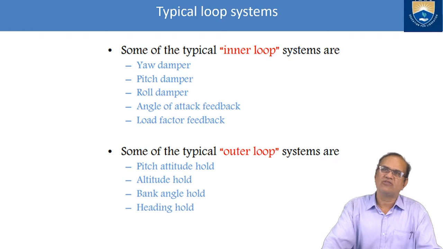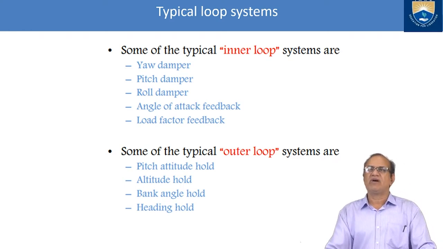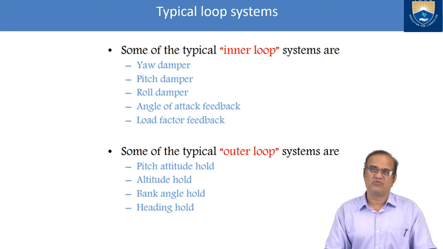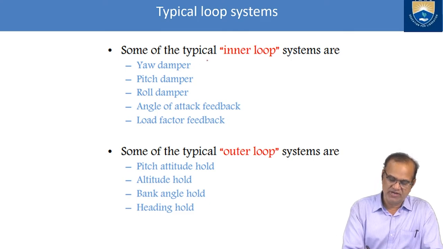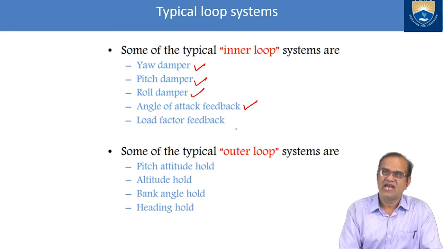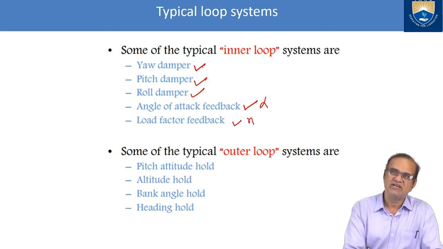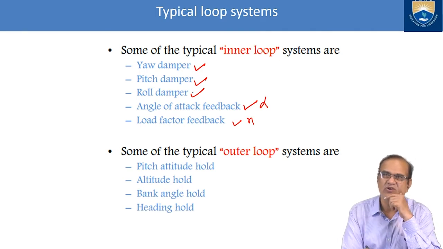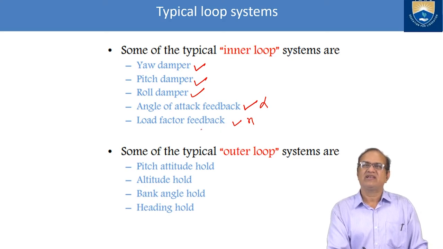Now we have the typical loop systems, the typical inner loop and outer loop. Some of the typical inner loop systems are the yaw damper, pitch damper, and roll damper, meaning three main control dampers. Then angle of attack feedback and load factor feedback. Load factor is N, angle of attack is alpha.